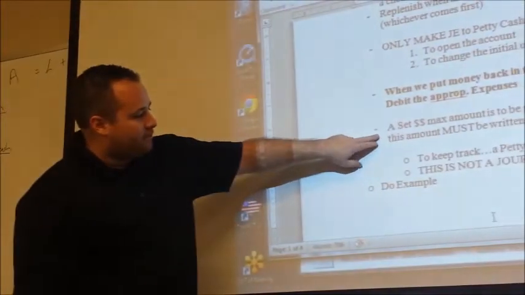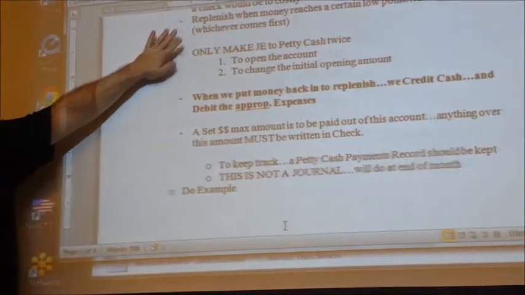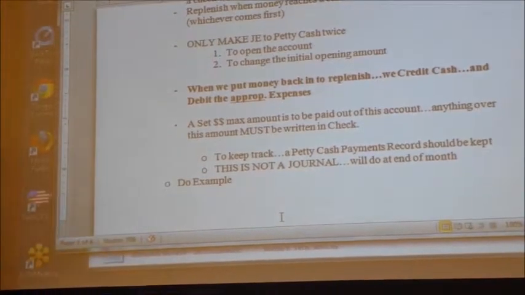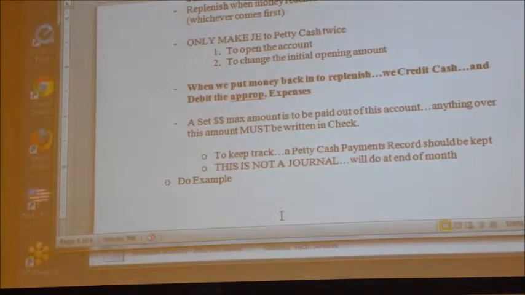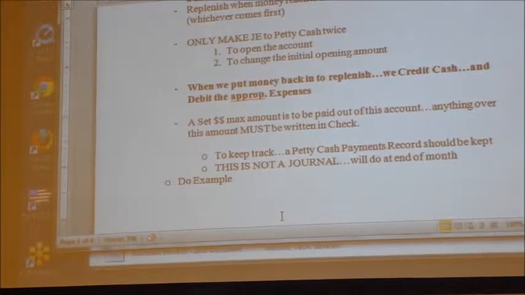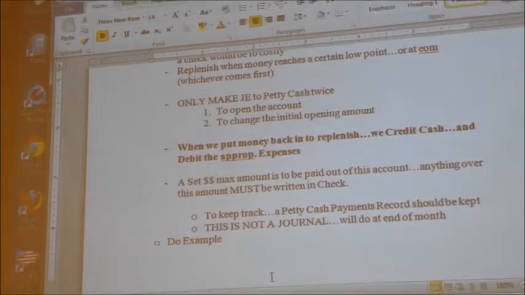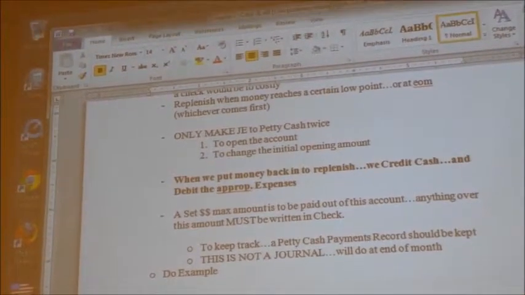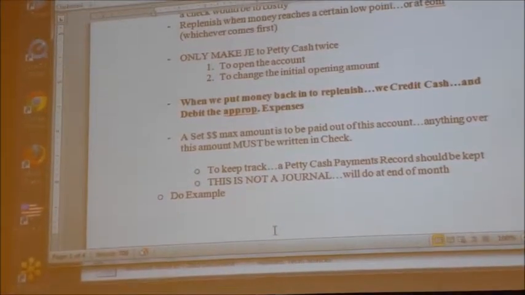I maybe should have put this little bullet point up here as more of an explanation of the account. Generally, when you have a petty cash, the office manager or somebody will be in charge of it, and then there would be a limit. Anything over $20, depending on the office style, anything over $40 maybe, must be written in a check. Anything less than that can definitely come out of the petty cash.